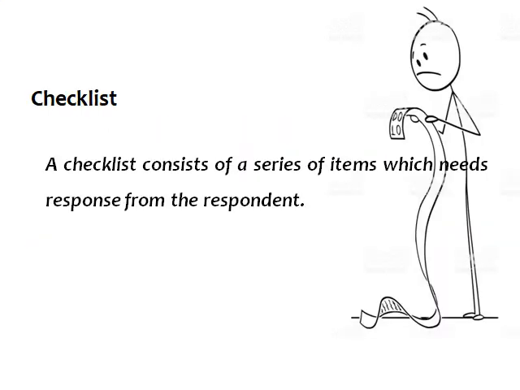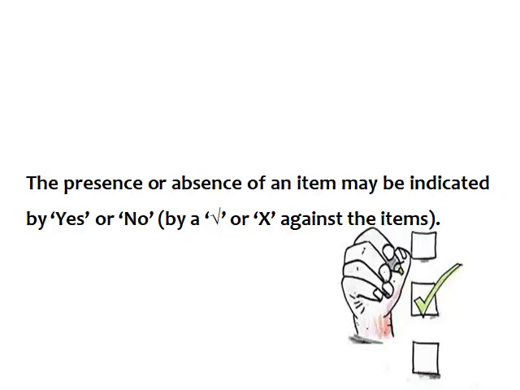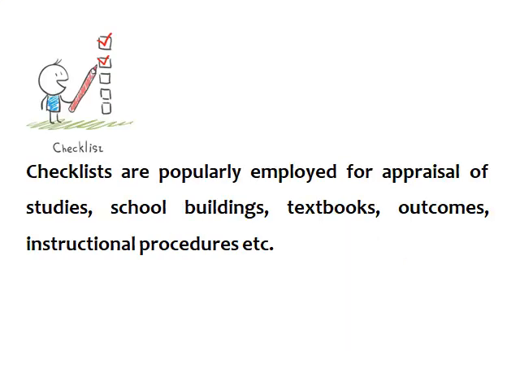Checklist. A checklist consists of a series of items which need a response from the respondent. The presence or absence of an item may be indicated by yes or no, by a right or wrong against the items. Checklists are popularly employed for appraisal of studies, school buildings, textbooks, outcomes, instructional procedures, etc.